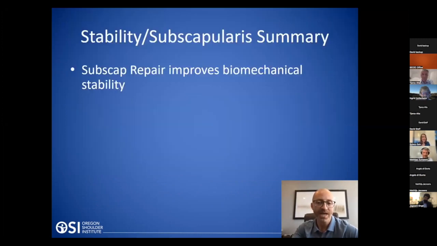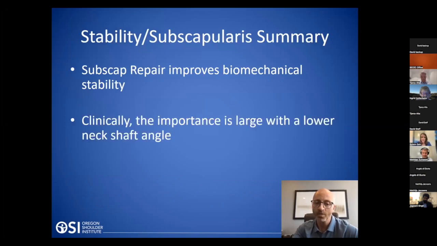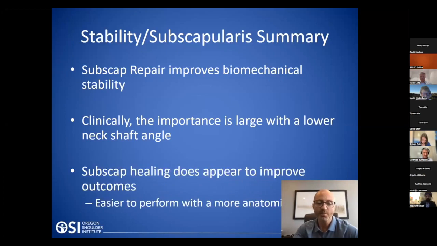Summary here then, subscapularis repair improves biomechanical stability. Clinically, the importance of dislocation, however, is larger with lower neck shaft angles. It appears less important with a 135, but I think it's important to remember that subscapularis healing appears to improve outcomes, and that's easier to do when you have a more anatomic position.